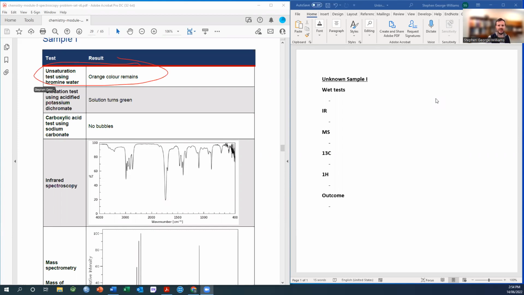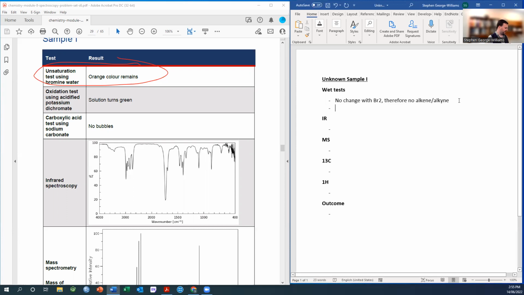The orange color remains, so no change with Br2, therefore no alkene or alkyne. So we know that there is no double or triple bonds in the system. We're just dealing with single bonds, or at least with between carbon and carbon in this particular case.